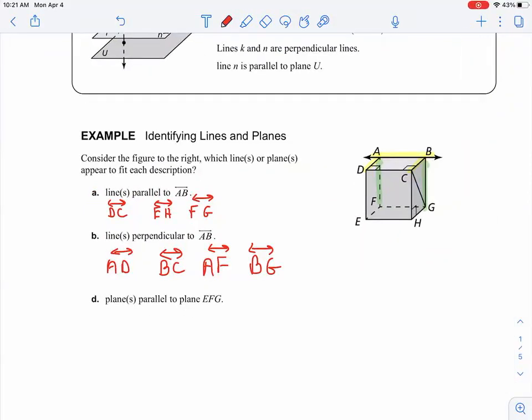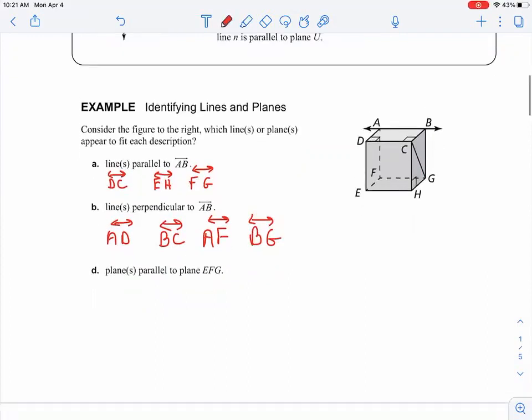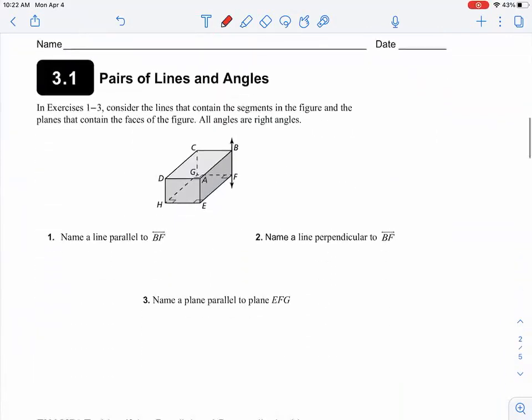All right, great job. We're going to skip the part where it talks about planes. We'll come back to that later, okay? Any questions on that so far? So parallel and perpendicular, we just need to visualize a little bit with those 3D objects. So let's go down here. I want you guys to take just a minute and answer questions 1 and 2. Name lines that are parallel and lines that are perpendicular to BF.